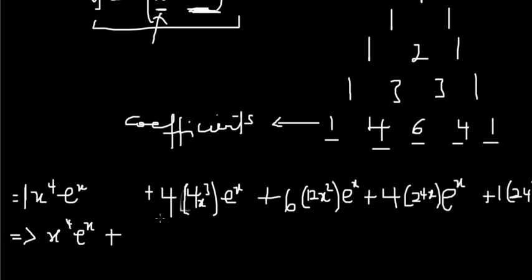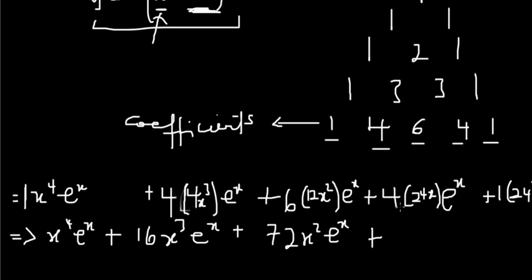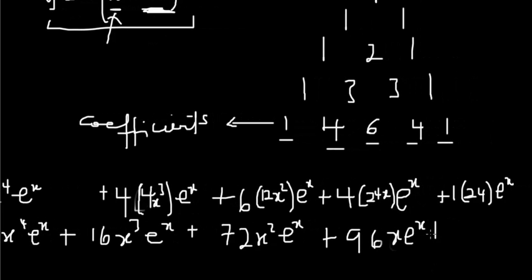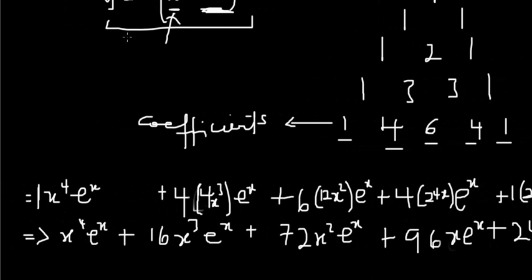So this will give us 4x exponent 3 e exponent x, plus what? So this will give us 4 times 24, that's what? 96 e exponent x times x, or you could write the x first, okay? And then the last one will be just this expression, 24 e exponent x, okay? So you could notice that this was simple and straight to the point.